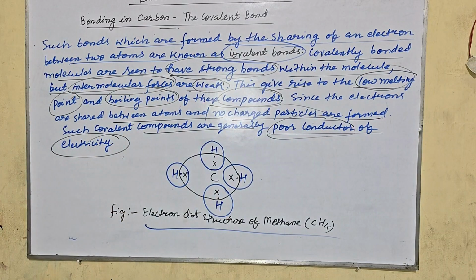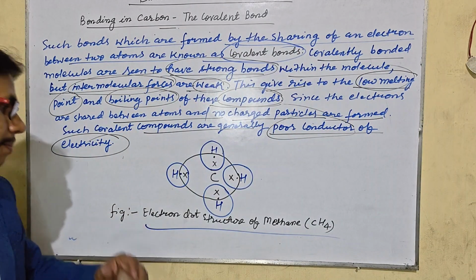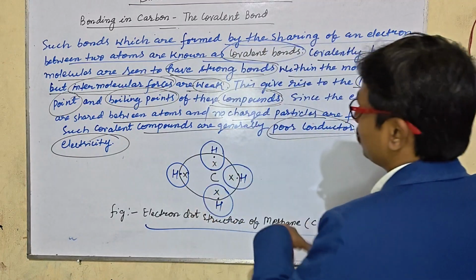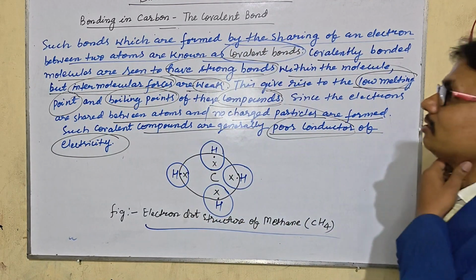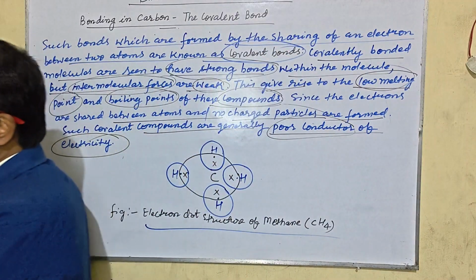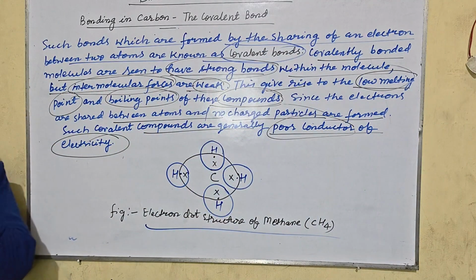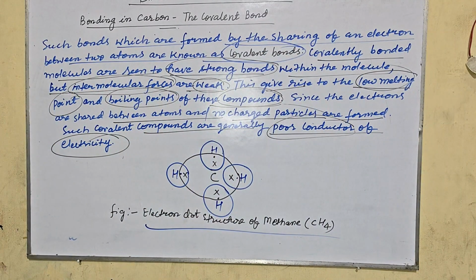So as you can see, in the covalent bond formation of methane, this is the electron dot structure, showing the sharing of electrons between hydrogen and carbon. These are the things we have discussed already in carbon and its compounds. This is the last video of bonding in carbon, the covalent bond.